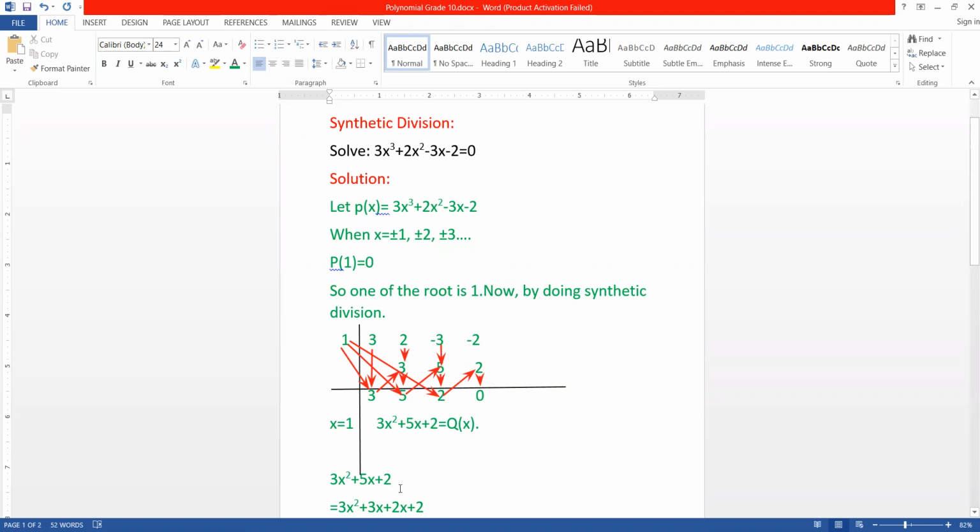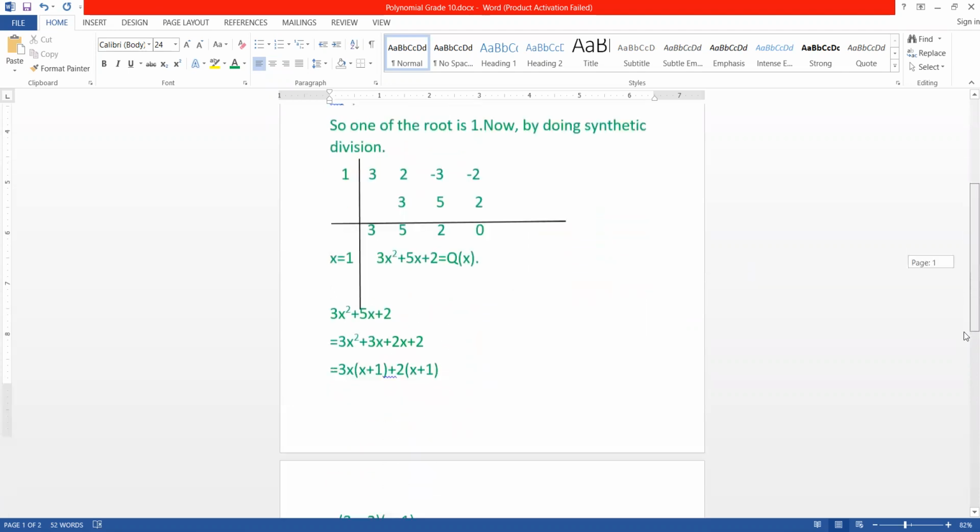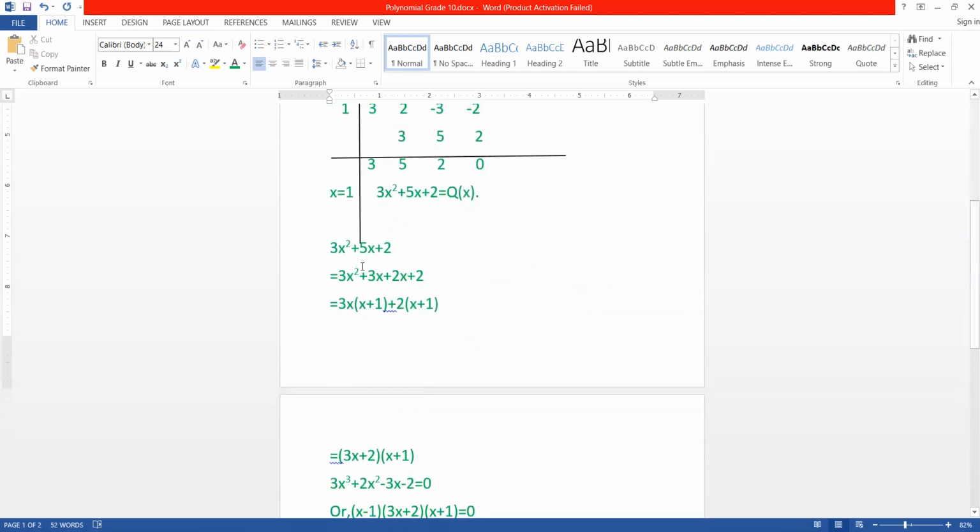So this 3x squared plus 5x plus 2 is the another factor. So now we have to factorize this as well. So let me clear the annotation so that there won't be confusion. Okay, now let's move to the down part. Okay, the down part is like this: 3x squared plus 5x plus 2.